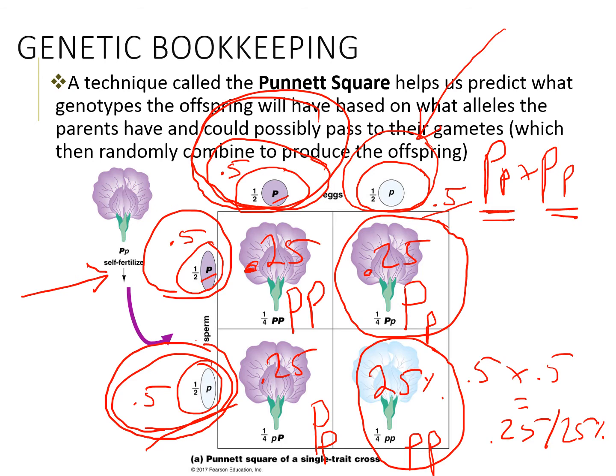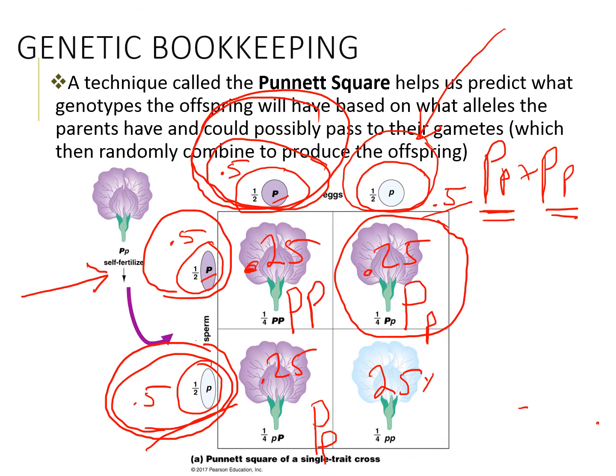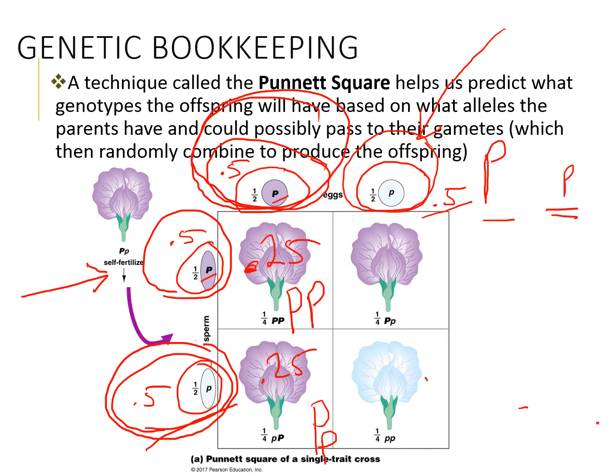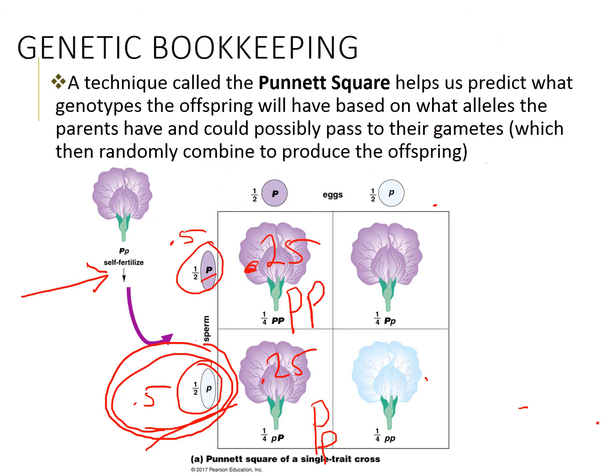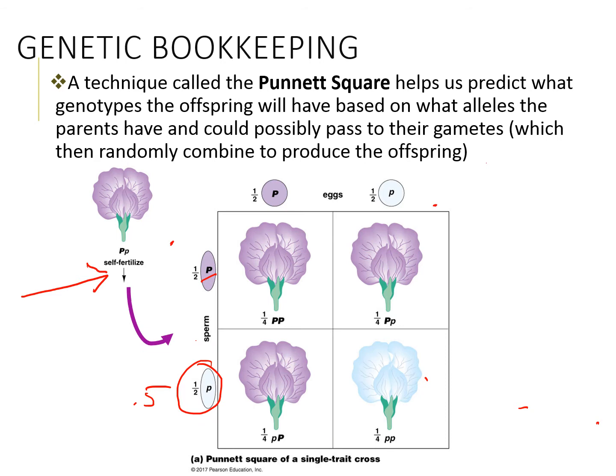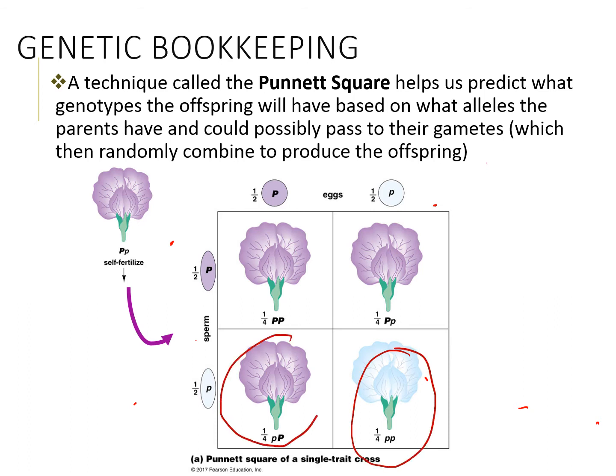So last thing here is we expect, I'm going to erase everything now, we expect the genotypes in this cross to be 25% homozygous dominant, so a quarter of them will be big P, big P. We expect a quarter of them to be little p, little p, and then we expect 50%, because it's 0.25 plus 0.25, to be heterozygous.